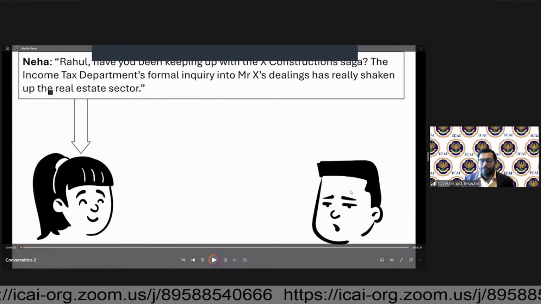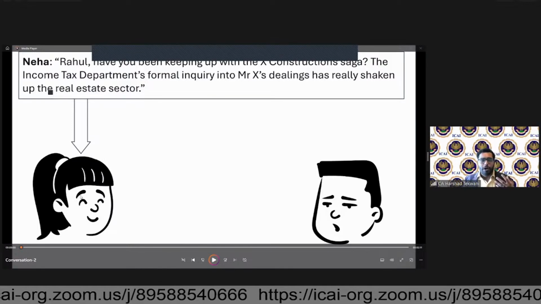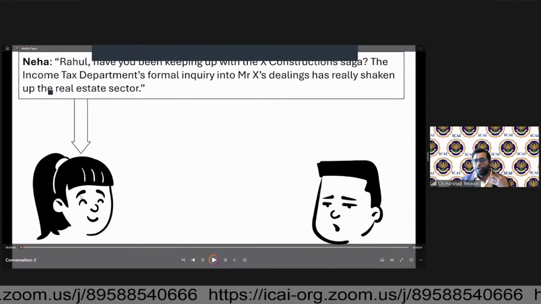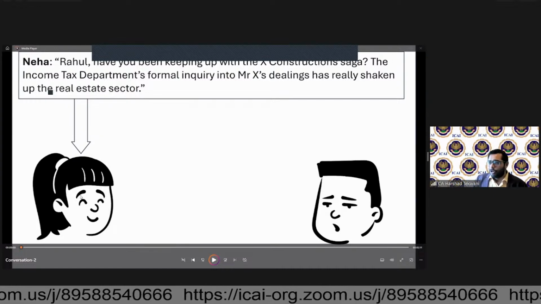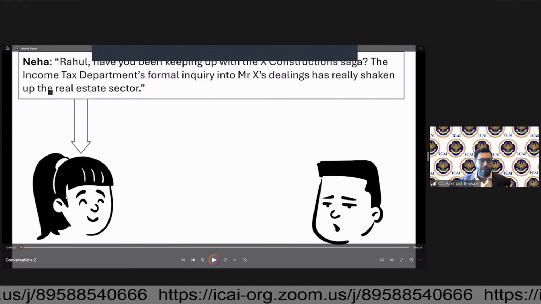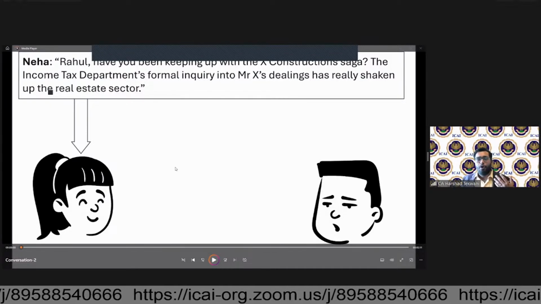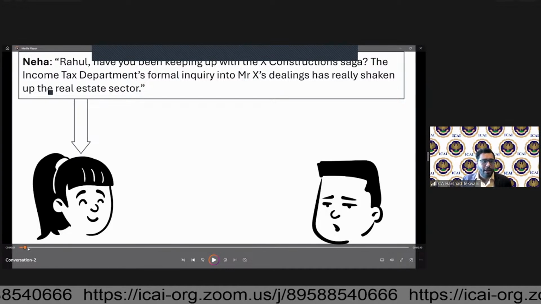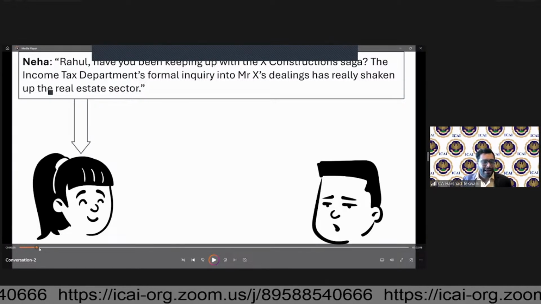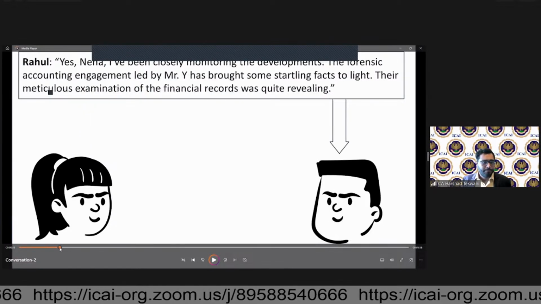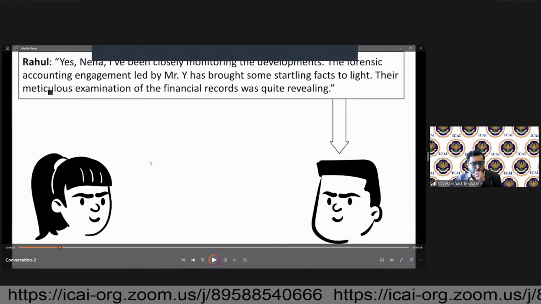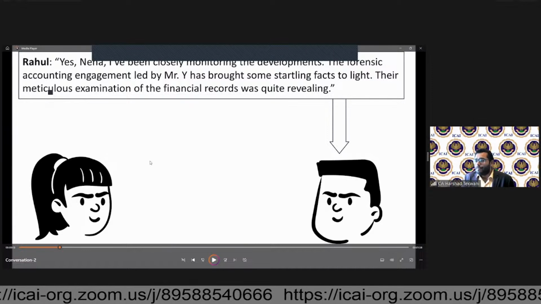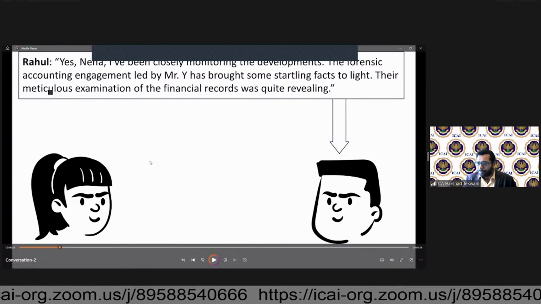First, if you see, they were talking about Mr. X, X Construction, and a search and a case that was there. Like the Income Tax Department started a formal inquiry into Mr. X's dealings. Then in the second slide, second detail, they were talking about a forensic accounting engagement led by Mr. Y, which revealed some particular information.